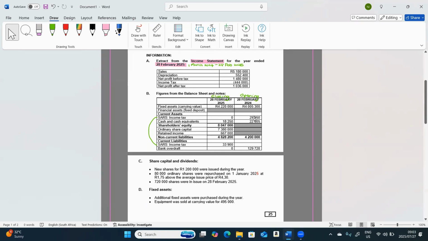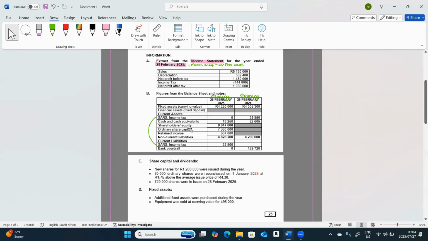Okay, if both of them were receivables, we only would have had 1 SARS income tax, and then the closing balance would have been here. If both of them were liabilities, then we only would have had 1 SARS income tax with the closing balance and the opening balance over here. So please don't be stressed out when you see two SARS income taxes. It's just because the one is a current asset and the other is a current liability. Okay, so that will be used to calculate your income tax paid.